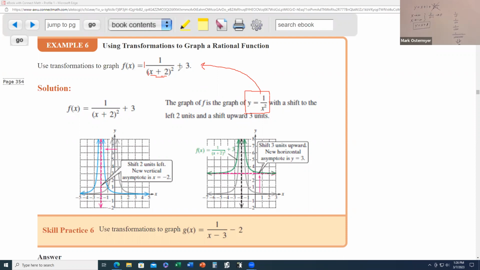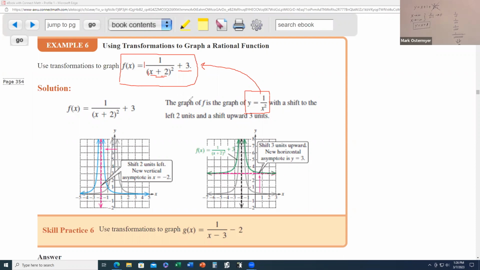Finally, we are adding 3 to the overall function, which means that our graph would be translated upwards 3 units. So you can see the gray graph upon being shifted 2 units to the left would become the blue graph. And then the graph being shifted upwards 3 units would become the green graph. And so the green graph is the graph of this rational function right there. Notice the horizontal asymptote, which used to be y equals 0, the x-axis, is shifted upwards and now becomes the horizontal line y equals 3.